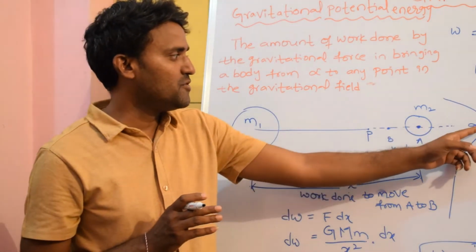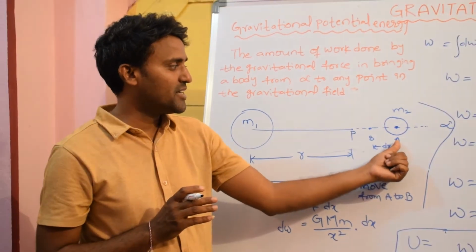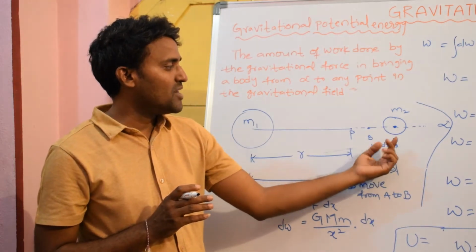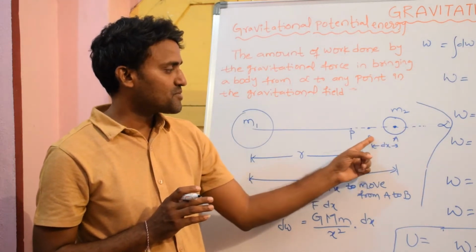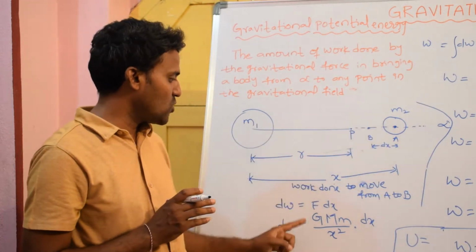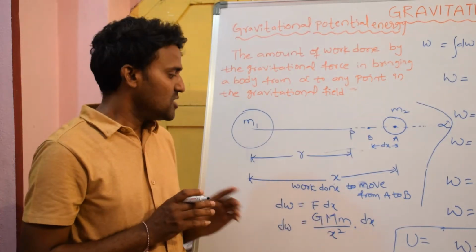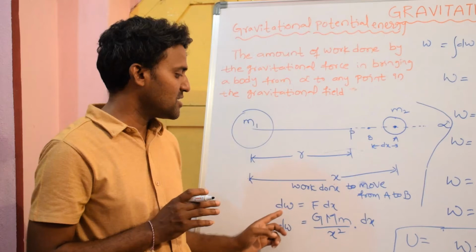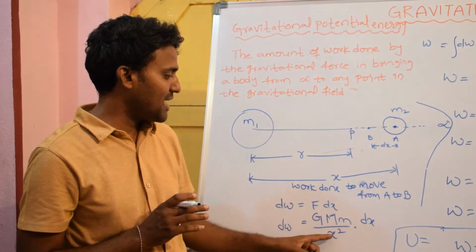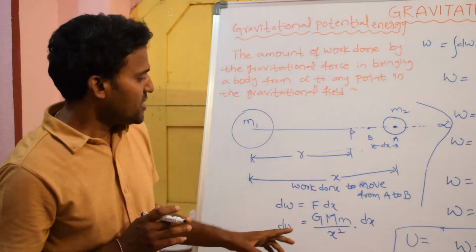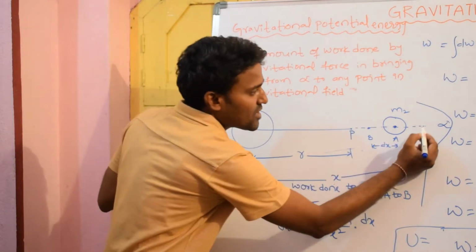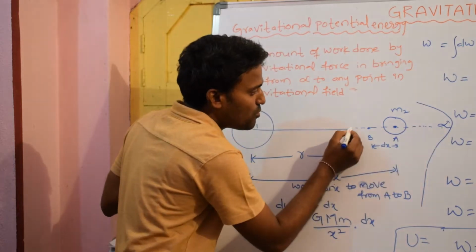So I am taking it from infinity. While I am bringing it, for example at an instant t the object is at point A. After some time interval it is displaced from A to B, and the displacement is dx. From here to here the gravitational force F is equal to GMm by x square. So the work done to move from A to B is dW equal to F into dx, and F is GMm by x square into dx. By using this we can calculate the work done to bring the object from infinity to point B.